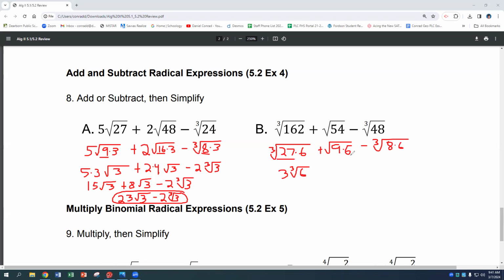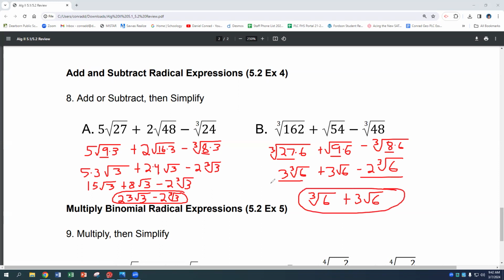This is a perfect square. Square root of 9 is 3. What's left inside is square root of 6. Minus cubed root of 8 is 2. What's left inside is cubed root of 6. Okay, I can combine the first one and the last one together. So 3 minus 2 is going to be 1. So it's cubed root of 6. And I cannot combine that with square root of 6. So there's going to be my final answer.